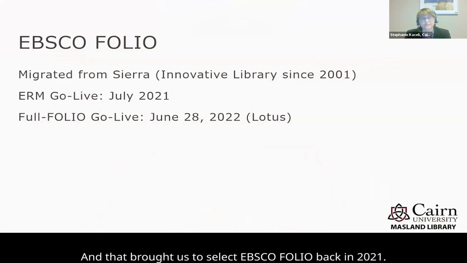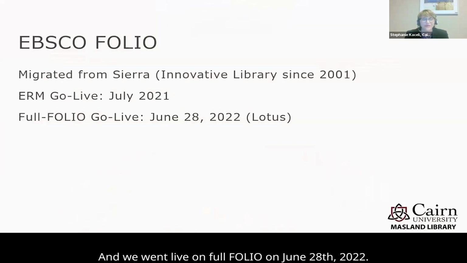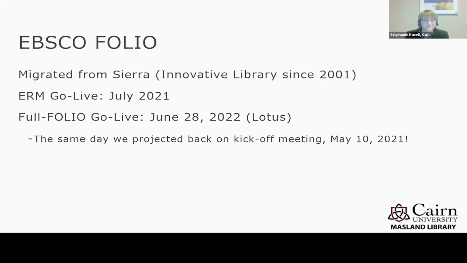And that brought us to select EBSCO FOLIO back in 2021. We were a Sierra library before and went live on Innovative back in 2001. And we went live on full FOLIO on June 28th, 2022. I like to point this out, that it's the same day that we projected we would go live during our kickoff meeting back on May 10th, 2021.